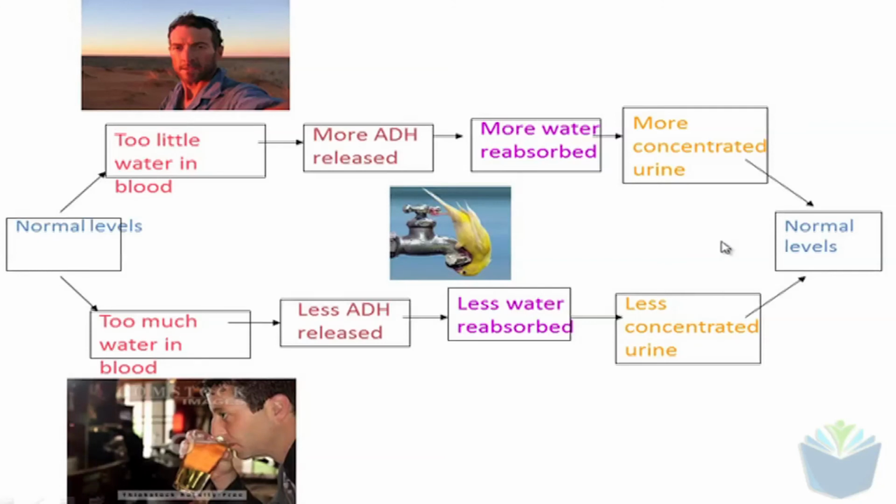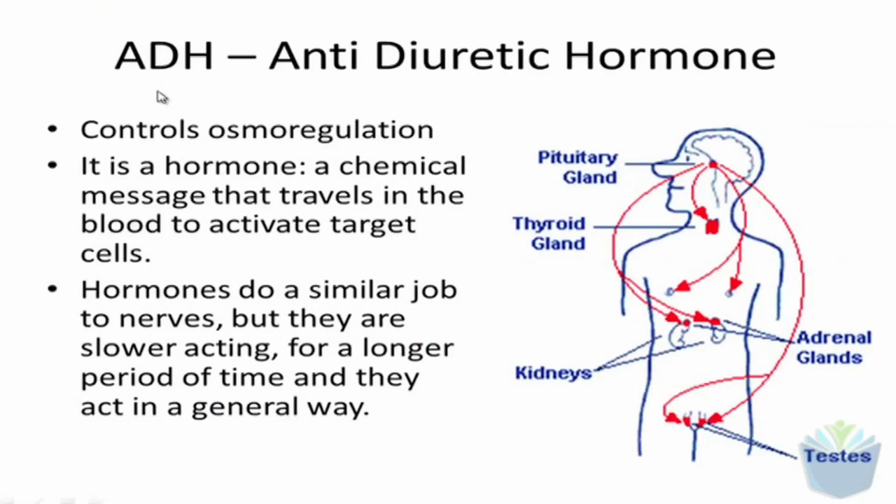Okay, so some key points to just remember about ADH is that A, it controls osmoregulation, B, it's a hormone, so it's a chemical messenger that travels in the blood, and it does a very similar job to nerves, but obviously it's a lot slower acting.